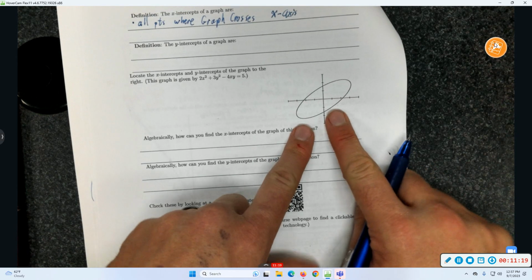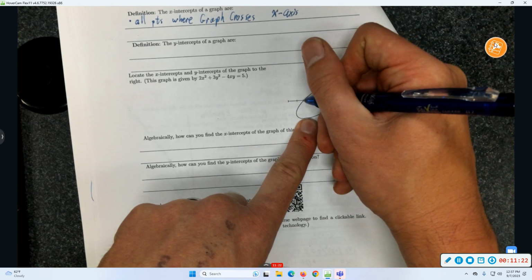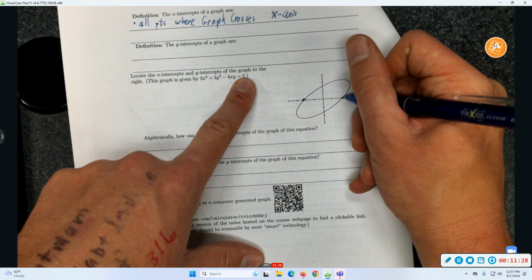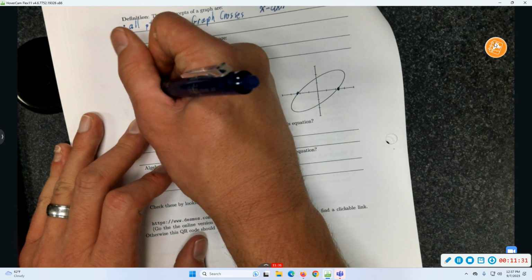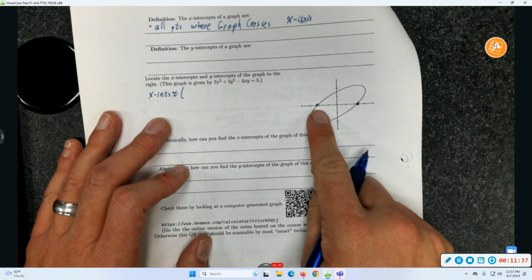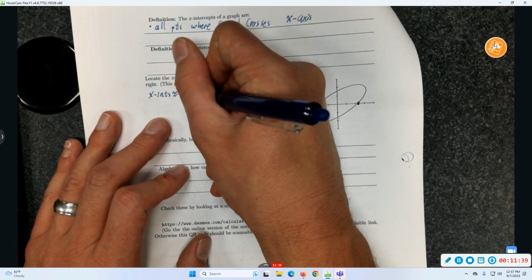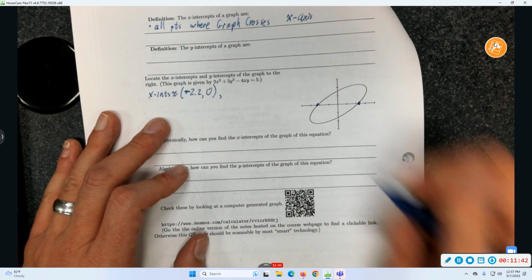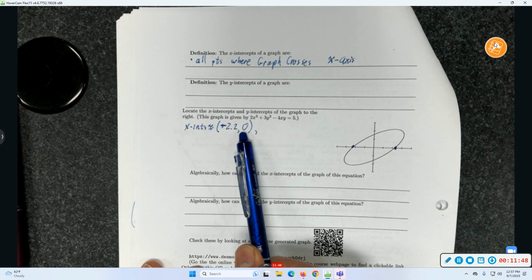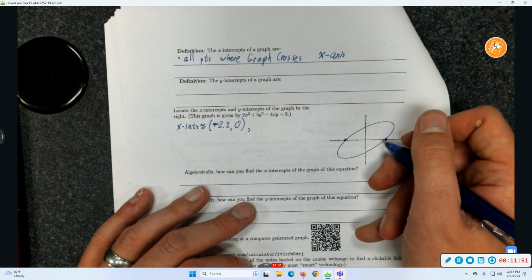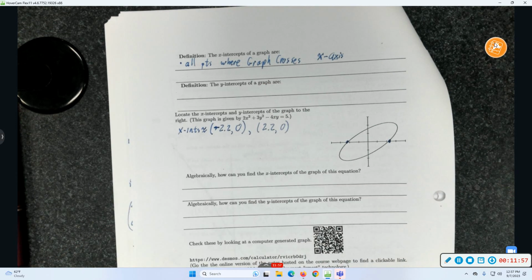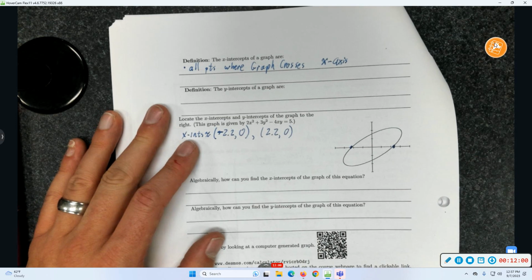For instance, here is the graph of an equation. It happens to be the equation 2x squared plus 3y squared minus 4xy equals 5. By looking at this graph, it looks like the x-intercepts are about negative 2.2-ish, comma 0. And notice, I want points, so I want xy coordinates. I know it's on the x-axis. Things on the x-axis have y coordinates 0. Negative 2.2 and 2.2, comma 0. So that's what it means to be an x-intercept. It's where the graph crosses the x-axis.